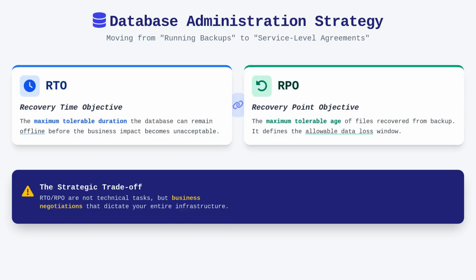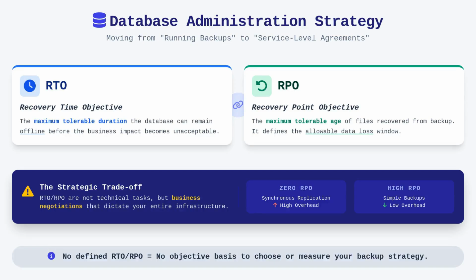Establishing these two targets is not a technical exercise, but a business negotiation that dictates your entire infrastructure strategy. If you aim for an RPO of 0, you are effectively pursuing a synchronous replication or zero-loss configuration, which carries significant performance overhead. If you accept an RPO of 1 hour, you gain simpler, less intrusive backup options, but you accept that some amount of data generated in that window is permanently lost upon a failure. Without clear definitions for RTO and RPO, you have no objective basis to choose a backup strategy, as you cannot measure whether your current approach actually meets organizational needs.